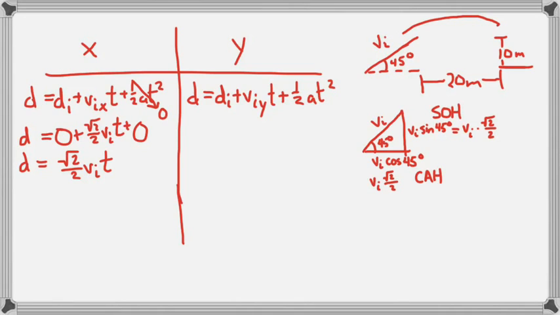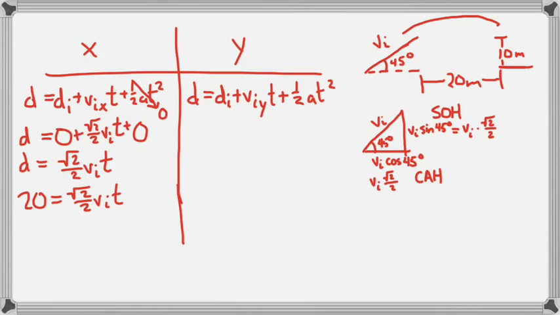So d, let's see, the distance it takes to cross the ravine is 20 meters, right? So I could set this distance equal to 20 meters. Okay, it's a little bit backward from what we're used to doing, but we can do it nonetheless. So let's set 20 equal to root 2 over 2 v sub I t. Okay, and for now I think that's about as much as we can do with that side.